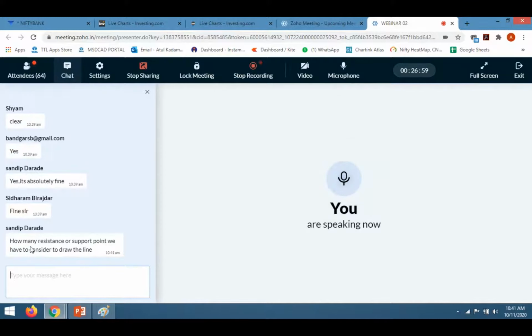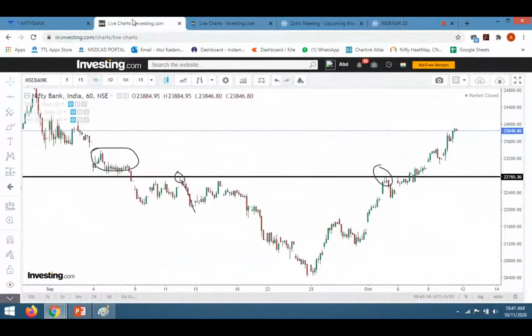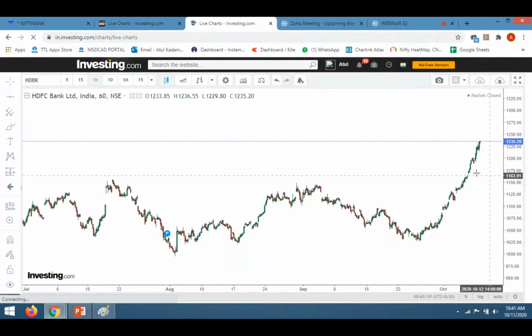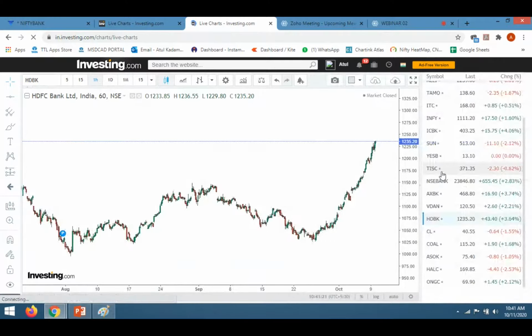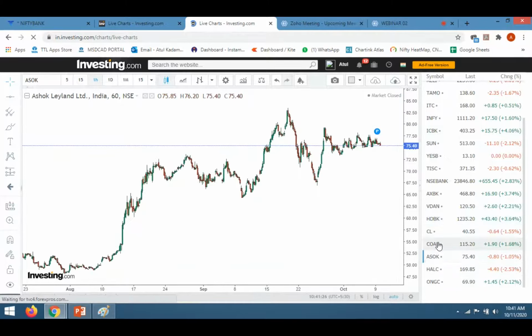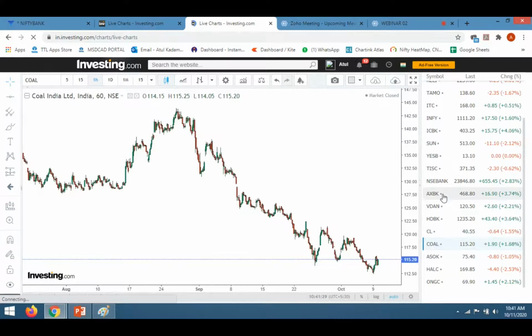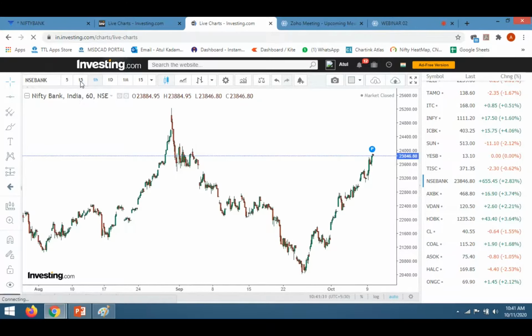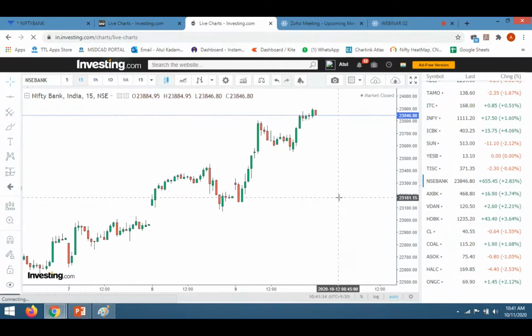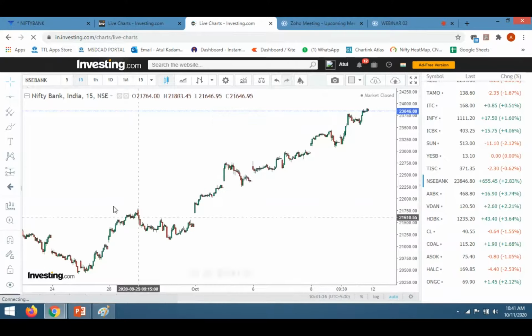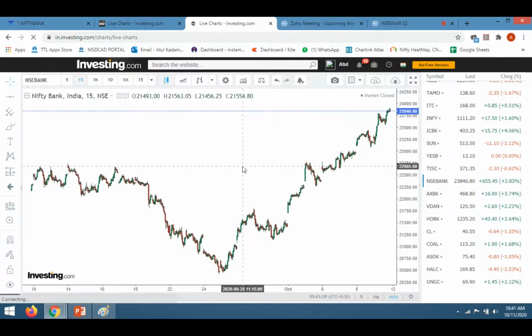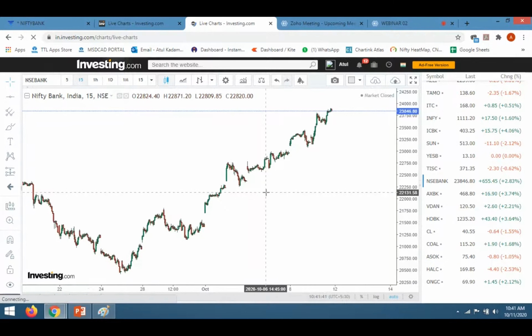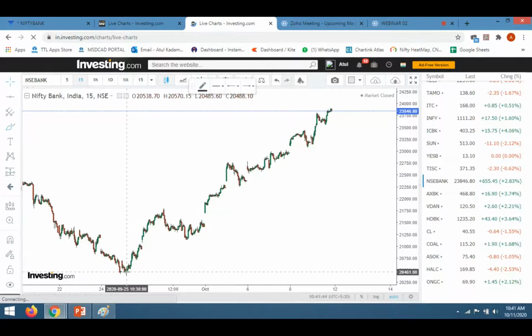How many resistance or support points do we have to consider to draw the line? Sandeep, we need only 2 points, minimum 2 points, maximum, the more points the better, but we need 2 points minimum. Okay, so if you take any stock, like just a minute, or again take Bank Nifty only. So I just go into 15 minutes. So for marking the support or resistance, you need 2 points only. Okay, 2 points, or any 1 point also is enough, from where the market changes direction drastically.